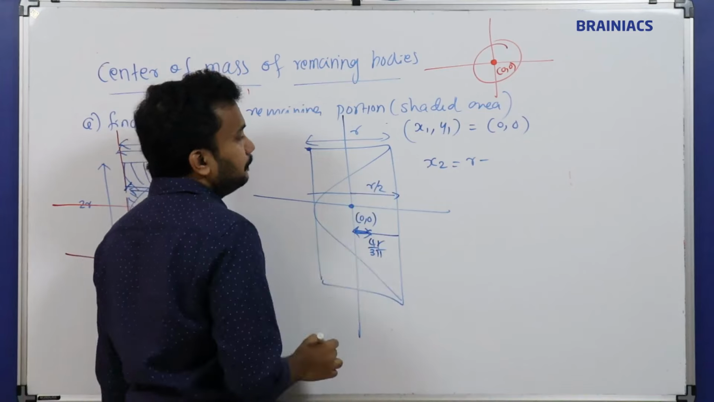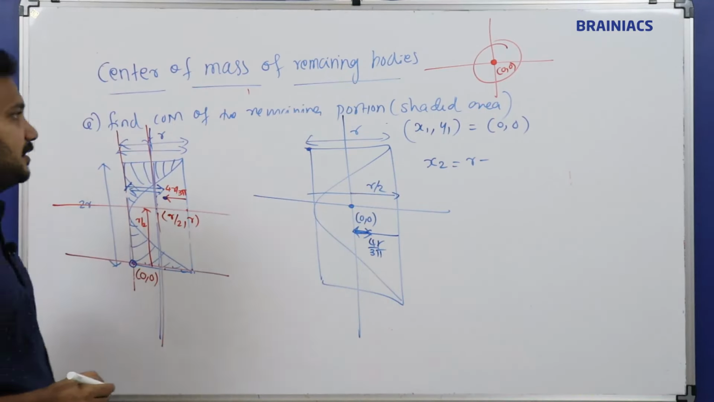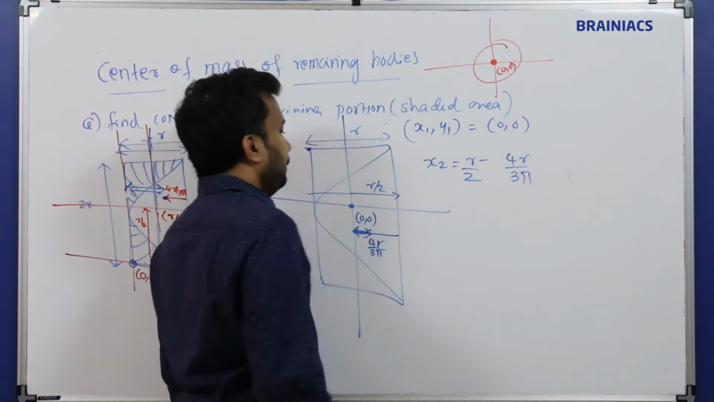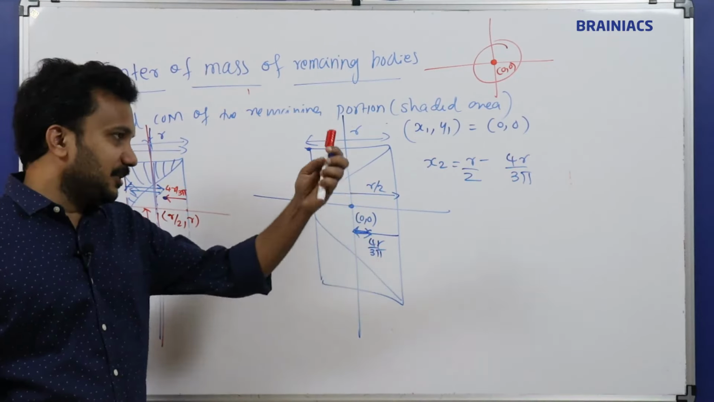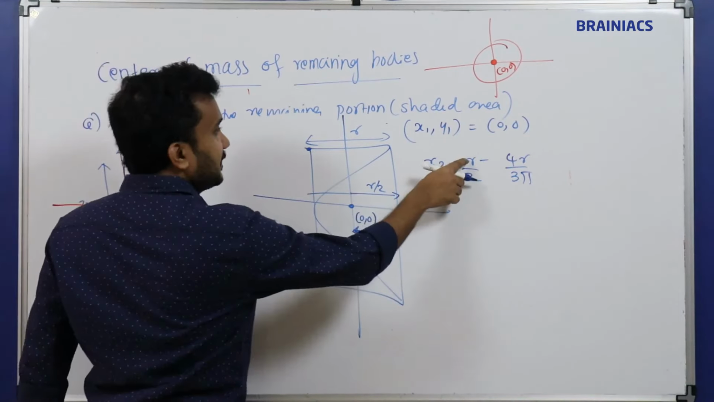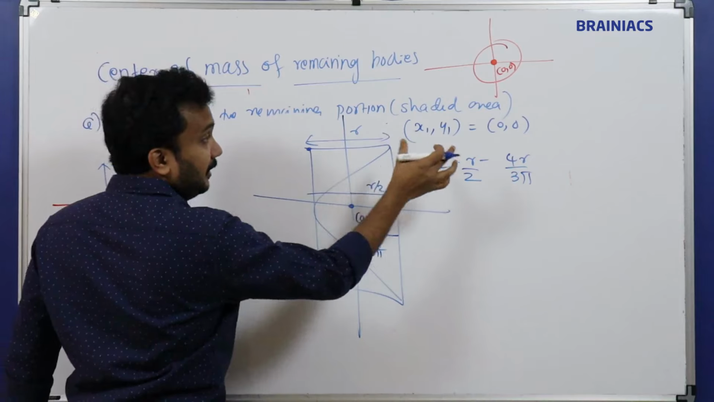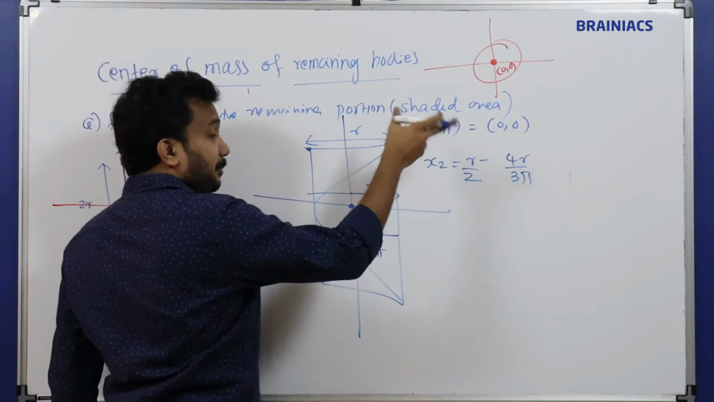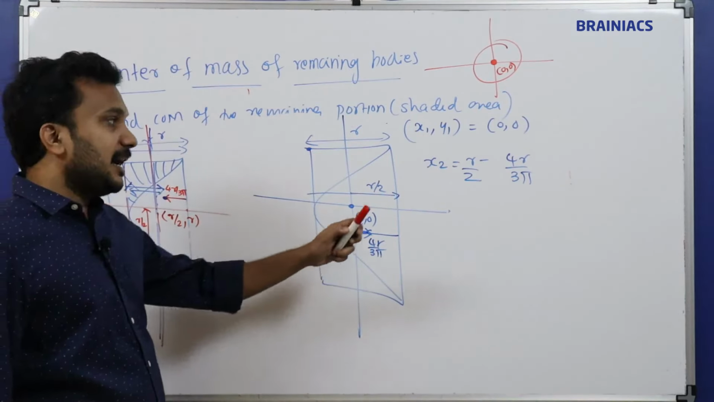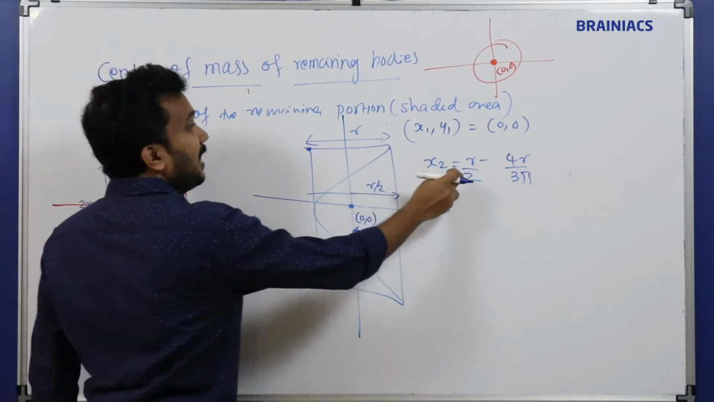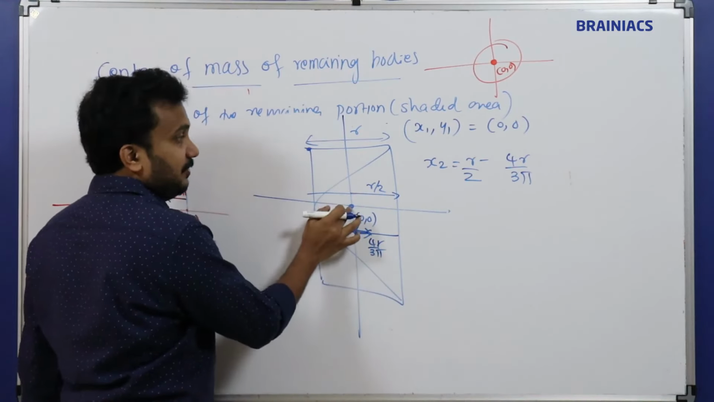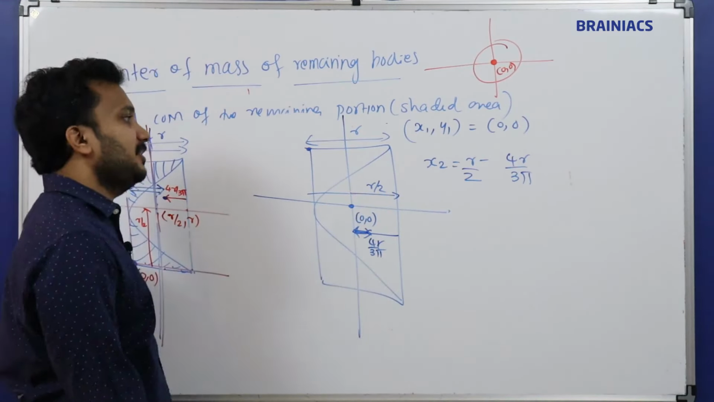So this is r by 2. So x2 is r by 2 minus 4r by 3 pi. Previously, with the red color pen, I had written r minus 4r by 3 pi. It's not r minus, please correct it. It is r by 2 minus, because it is half the distance. In the previous case it was r minus 4r by 3 pi, and in this current case it is r by 2 minus 4r by 3 pi. Why? Because previously we took a different origin. Now the origin changes. The origin will be here, so r by 2 minus 4r by 3 pi will come.